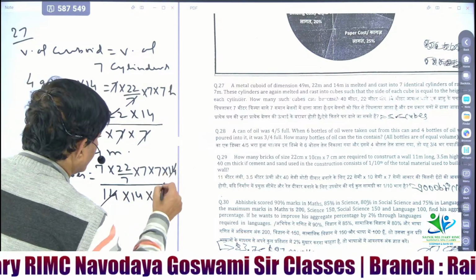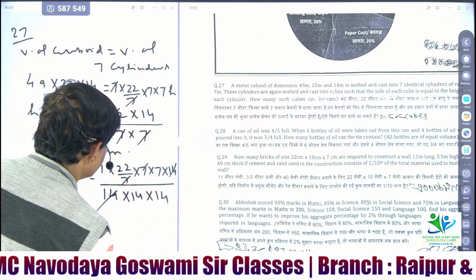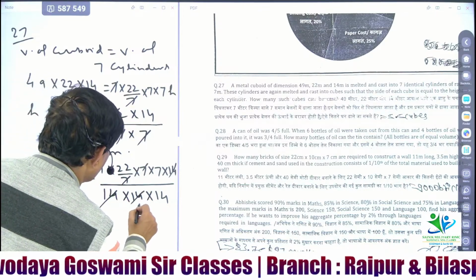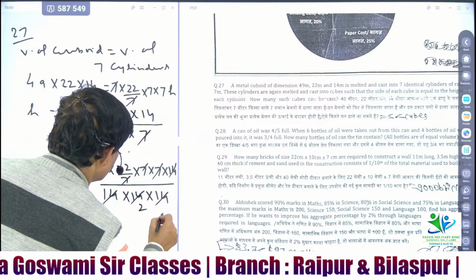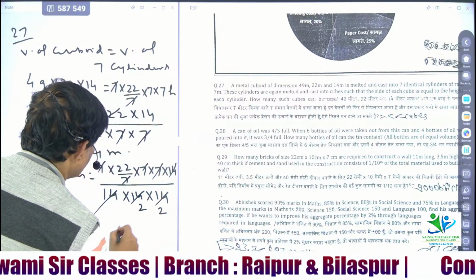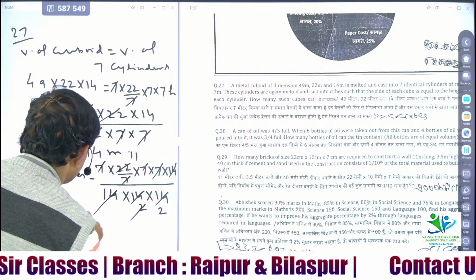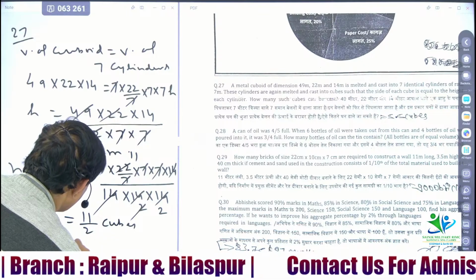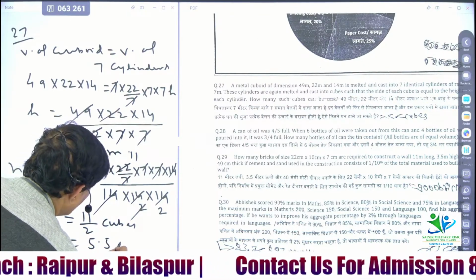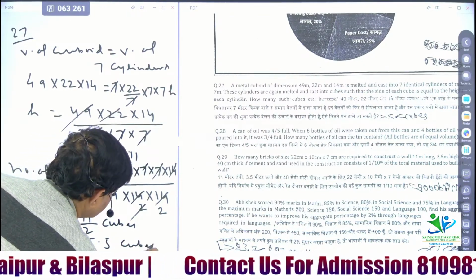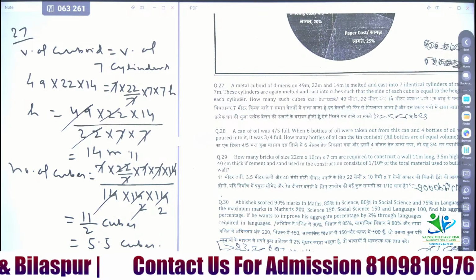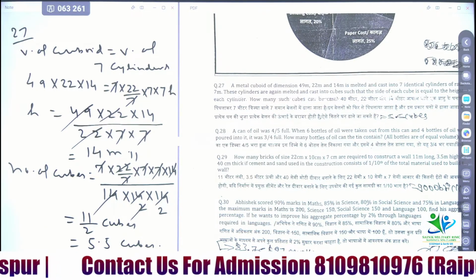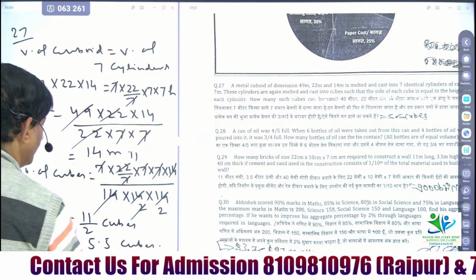14 cancelled here, 7 cancelled here, 7 से इस 14 को कैंसिल कर सकते, 2 से इसको कैंसिल कर सकते, and you get 11 by 2 cubes. Again the answer in fraction, 5.5 cubes. That means 5.5 cubes can be formed. Now question number 28.